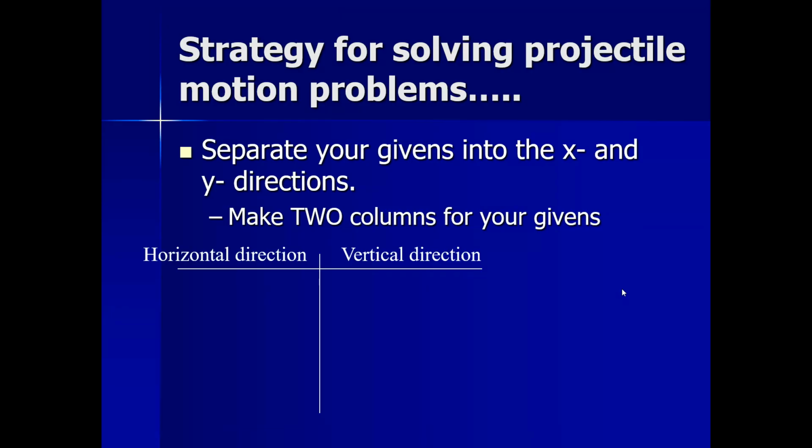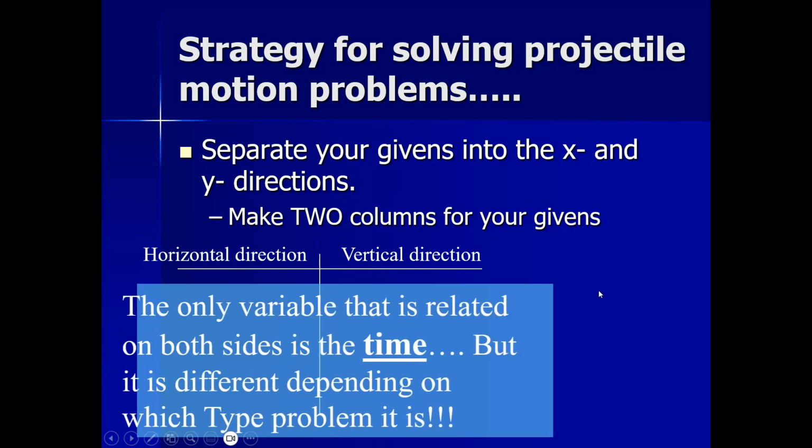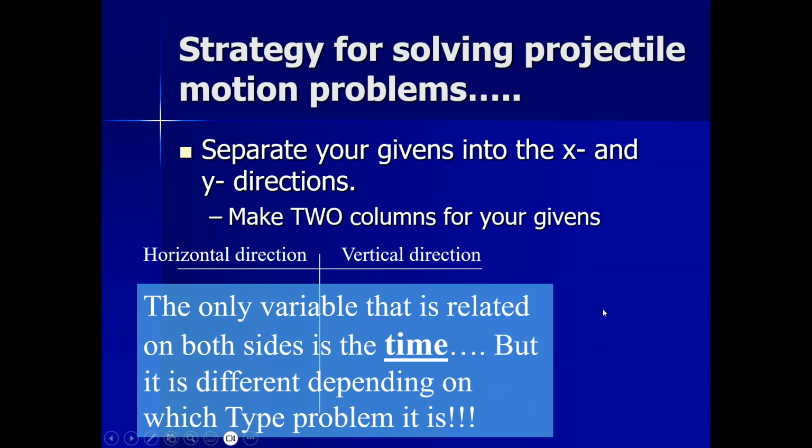So in terms of solving projectile motion problems, a good strategy is going to be separating everything into the horizontal and vertical directions. So we'll make a 2-column table, one column labeled horizontal, the other one labeled vertical. The only thing related on both sides of this table is going to be time. How we approach relating time on both sides of the table will be different depending on whether we're dealing with type 1, type 2, or type 3 projectile motion.